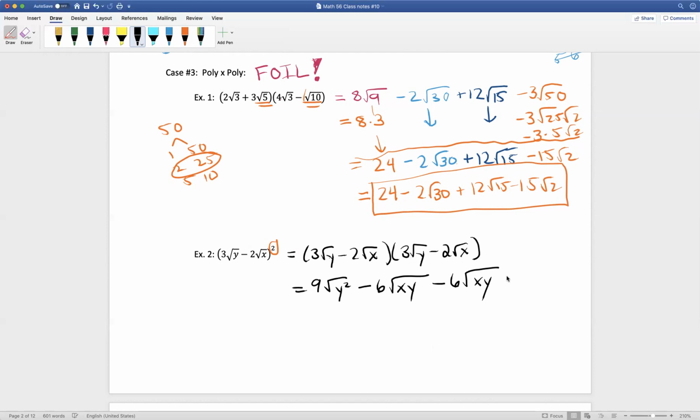Negative 2 times negative 2 is positive 4. Square root of x times square root of x is square root of x squared. So this is the initial multiplication. And again, when you're done multiplying, then we simplify and then we combine like terms.